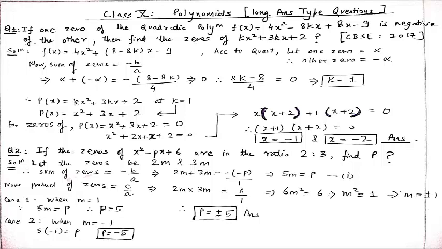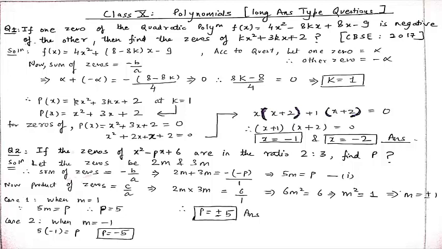Now on substituting the value of k in the polynomial kx square plus 3kx plus 2, we get x square plus 3x plus 2. Now solving this polynomial by the splitting the middle term method, we get (x plus 1) and (x plus 2) equal to 0. Therefore, x equal to minus 1 and x equal to minus 2 are the zeros of the polynomial kx square plus 3kx plus 2.